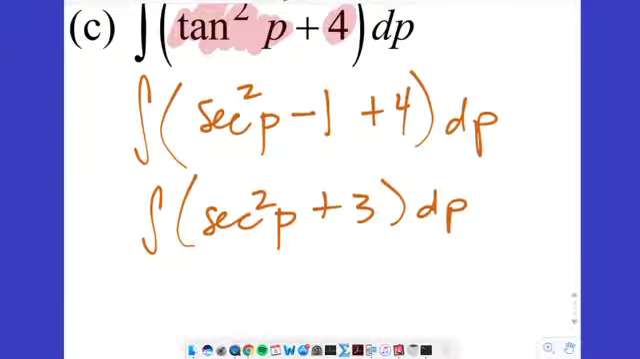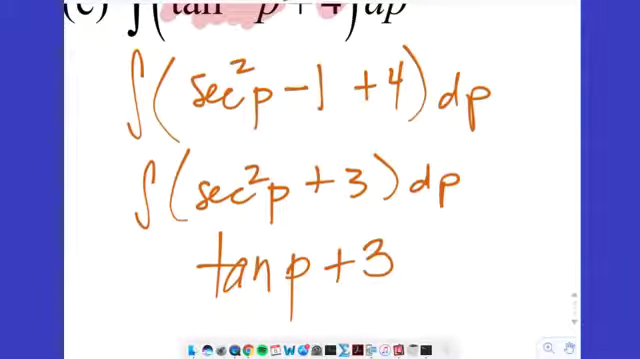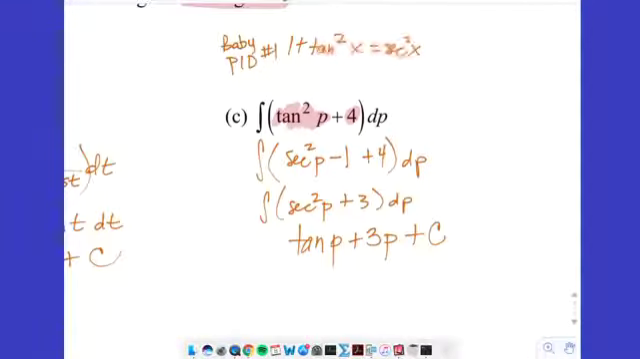Now whenever you take the antiderivative, just like when you take the derivative, the dp goes away, and in this case so does the integral symbol. So what's the antiderivative of secant squared? Tangent. Plus, what's the antiderivative of 3 with respect to p? 3x, or in this case, 3p. And then we finish it off with a plus c.